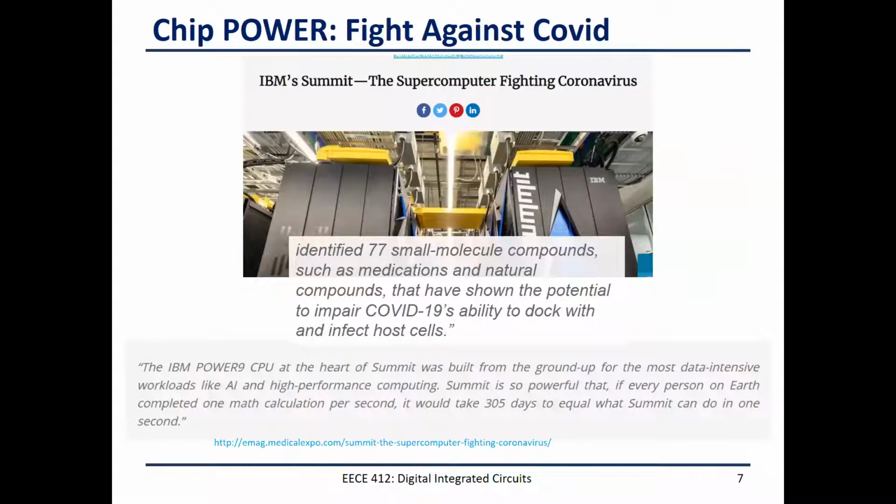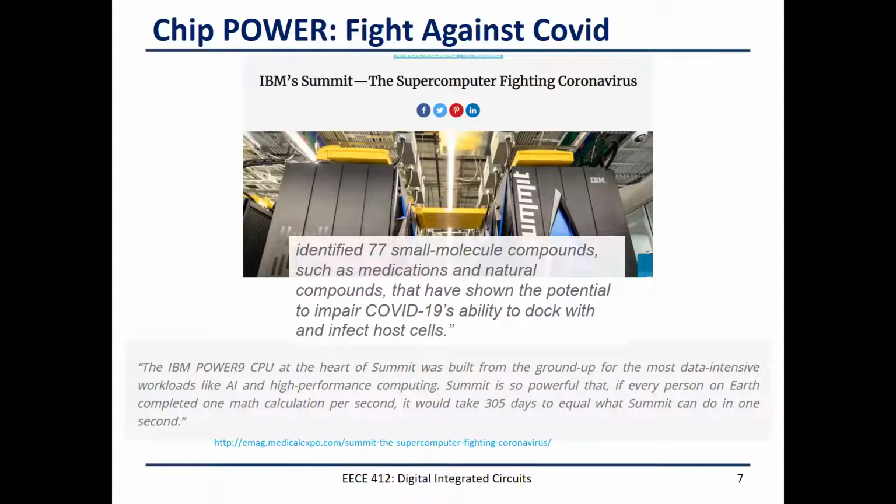Now, we're all familiar with the pandemic or the COVID, and the chip power also went in there to help. So IBM contributed with its supercomputers in order to fight the coronavirus. And really the task was to be able to find 77 compounds which have the potential to impair the COVID-19 virus. And in this, the IBM Power 9 server processor was at the heart of these stations. And the design was built in order to handle data-intensive workloads like artificial intelligence and high-performance computing.